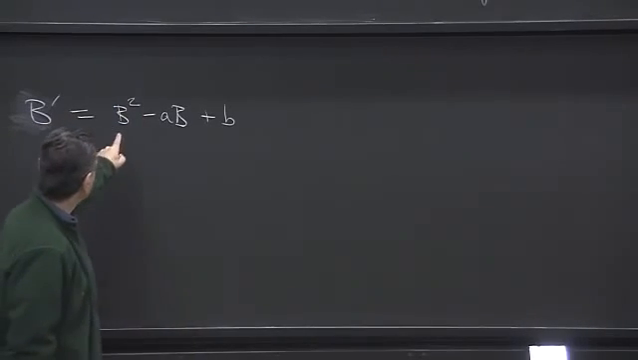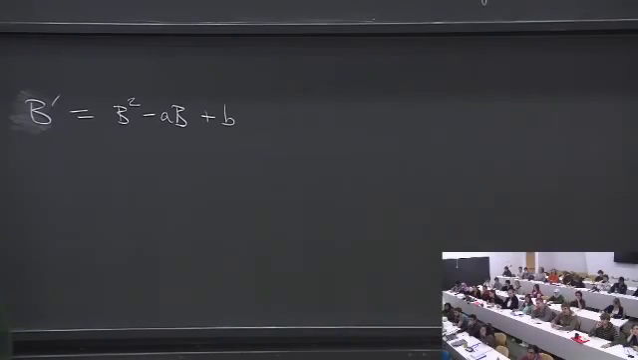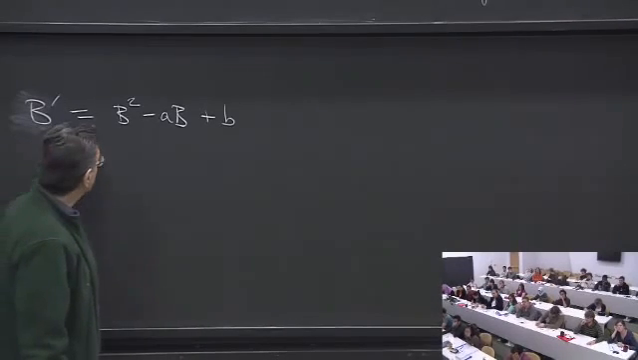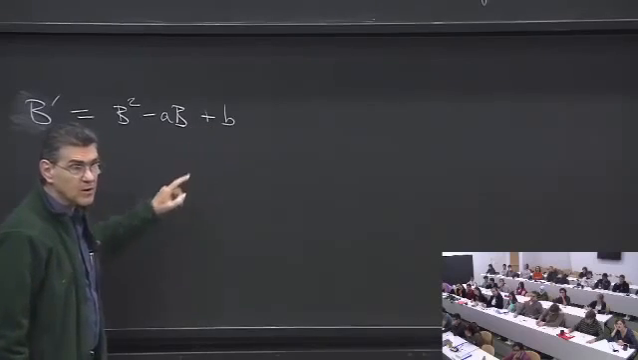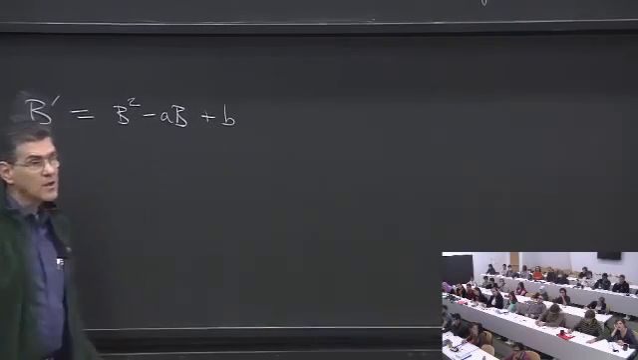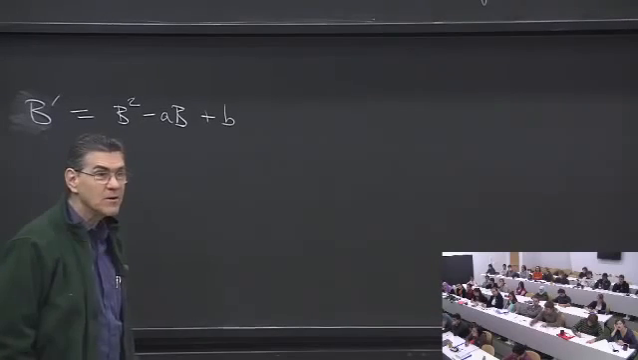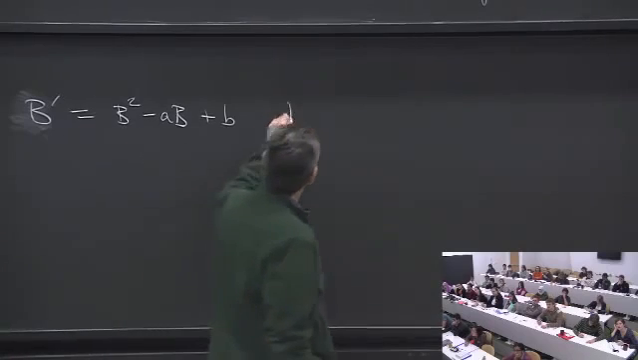So this is a generalization of this equation. This is a linear equation. That is, y prime is something times y plus something. This equation is quadratic. This is b prime is b squared plus b plus something. Okay, so it's a quadratic. And this is a very famous equation. It's so famous it actually has a name. Does anybody know? Anybody know? No?